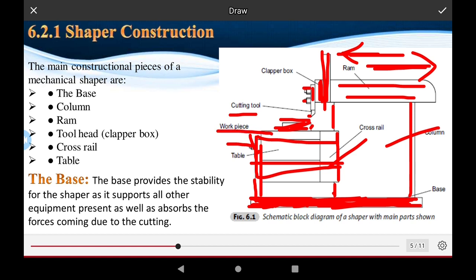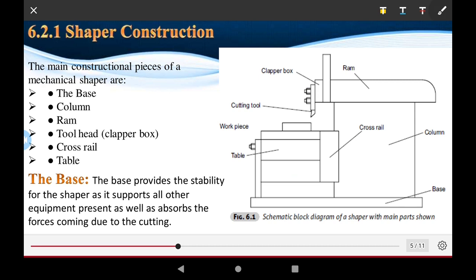This is the workpiece. Okay, this is the workpiece, and this is the tool. The tool makes the forward motion and cuts the metal in the forward motion. Okay, and the tool makes the return motion. The tool does not cut the surface of the workpiece on the return motion.